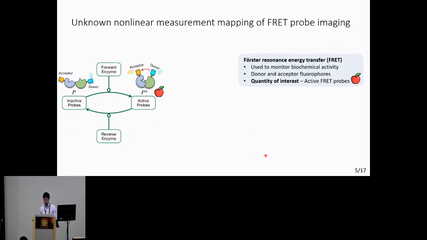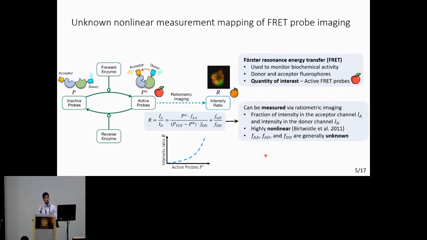How do we measure this? There's a method called ratiometric imaging. What it does is that we try to see the fraction of intensity in the acceptor channel, so the interaction, and how much we put into the cells, so the donor channel. So we're looking at a fraction of intensities. It has been shown that this measurement is highly nonlinear. And in most cases, these F parameters are generally unknown. So, in summary, this measurement technique can have an unknown and nonlinear measurement mapping of the active probes to the intensity ratio.